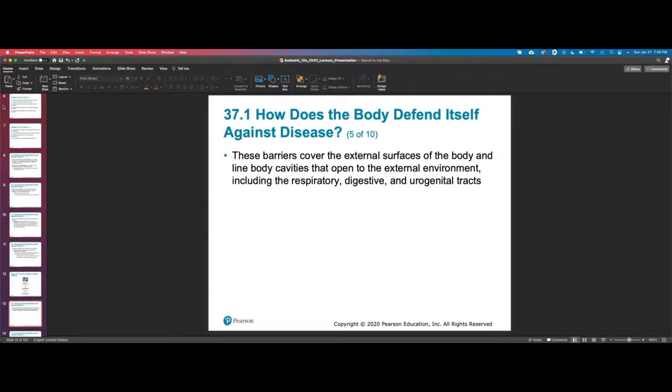So barriers are important anytime you have external surfaces or cavities that open up into the external environment. So things like your mouth, which includes part of your mouth and your nose, so respiratory and digestive tract.